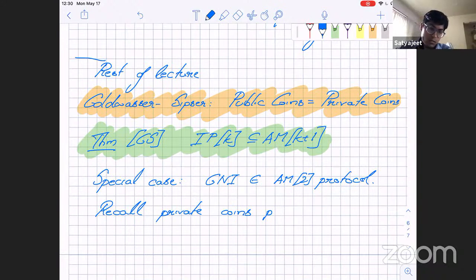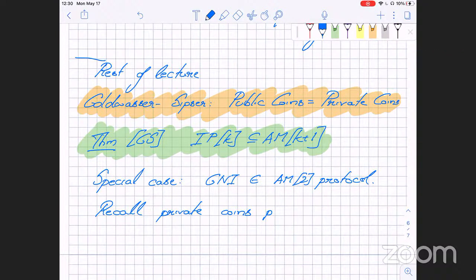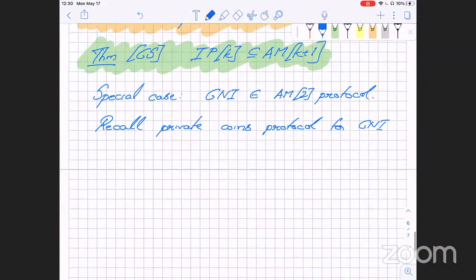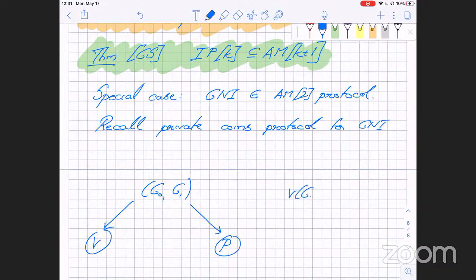So let's recall the original private coins protocol for graph non-isomorphism. Once again, what was the setup? We are given two graphs, G0 and G1. I'm going back to verifier and prover because this is a private coins protocol. Let's assume that the number of vertices in G0 and in G1 both are n. If they are not n, the graphs are obviously non-isomorphic and you don't have to do anything.